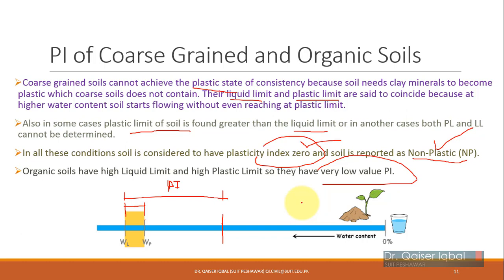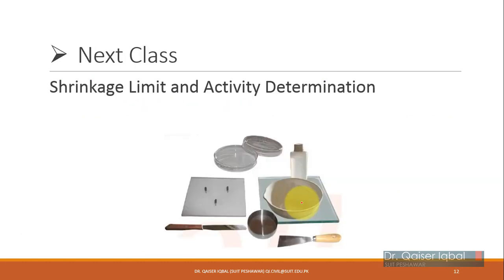You commonly find organic soils in marshy areas. They are black garden soils, very dark colored soils. And they are also not very good for construction.